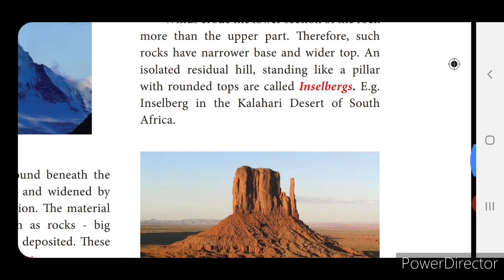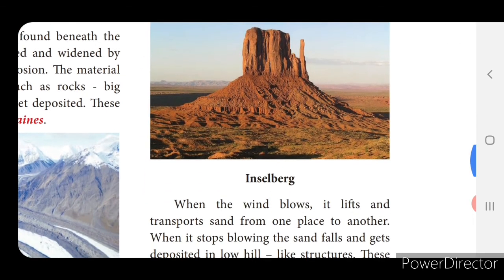You can observe this picture. This is an example of an inselberg in the Kalahari Desert of South Africa. The top is round in shape and the bottom is a pillar-like structure, and we call that an inselberg.